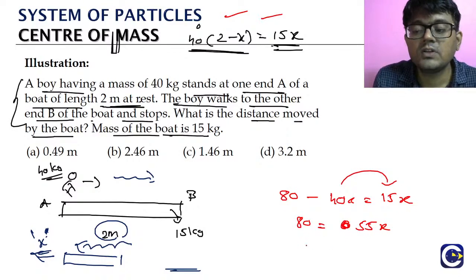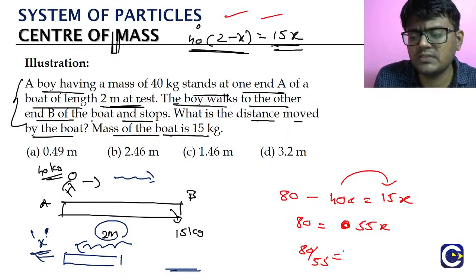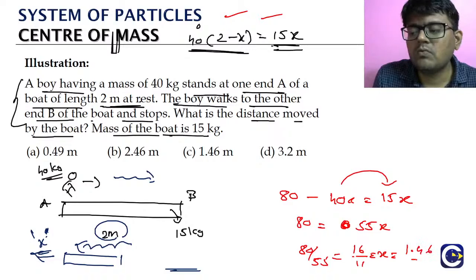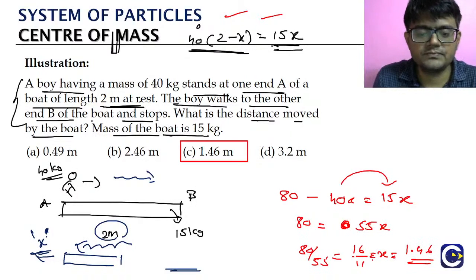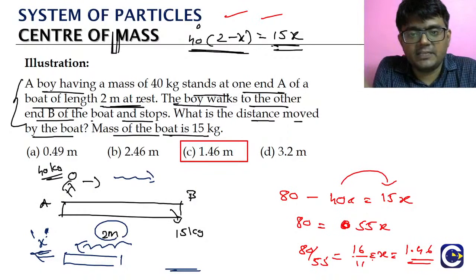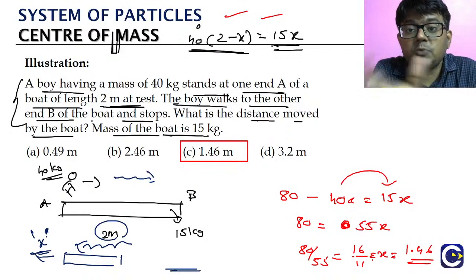55. So x is 80 by 55, which means 16 by 11. That is the x value. 16 by 11 comes to approximately 1.46. So do you know the idea? The boy is moving toward the right, so his position is changing.